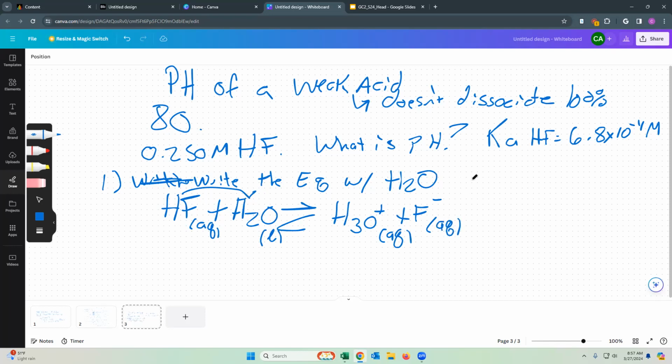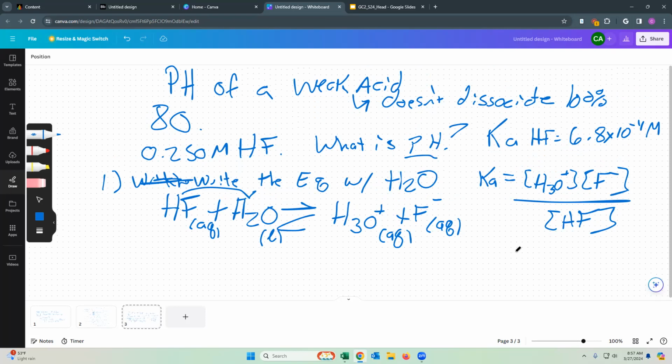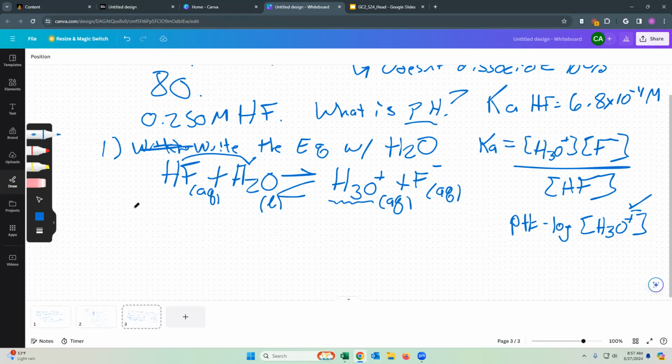We can write our Ka expression, right? Products over reactants. So H3O plus multiplied by F minus divided by HF. Now, since we're dealing with pH, and I'm going to keep reminding you of this, pH equals minus log H3O plus. So I need to find H3O plus at equilibrium. Let's set up our ice table like we did in the strong acid situation.